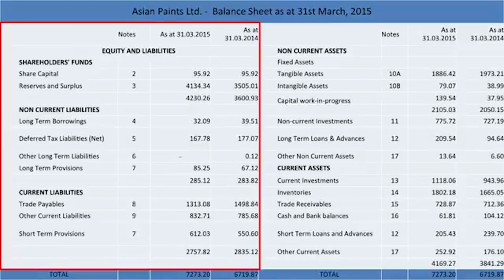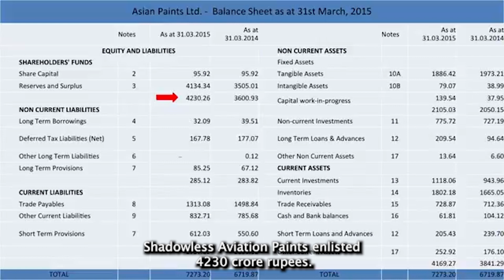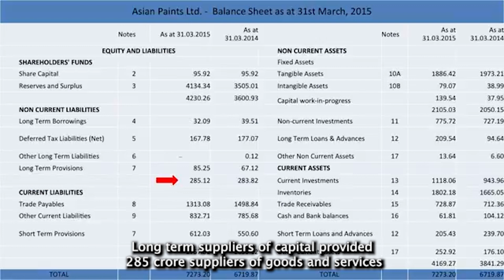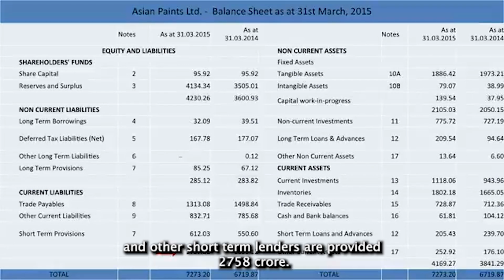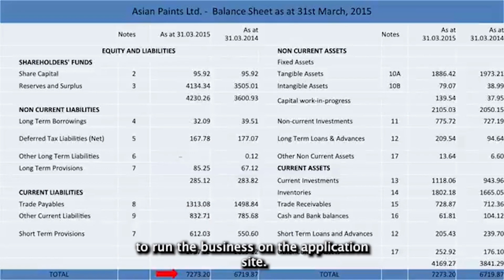Balance sheet shows sources and uses of capital. Shareholders of Asian Paints invested 4,230 crore rupees. Long-term suppliers of capital provided 285 crore. Suppliers of goods and services and other short-term lenders have provided 2,758 crore. In all, Asian Paints has used 7,273 crore to run the business.